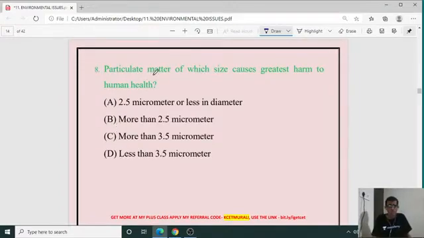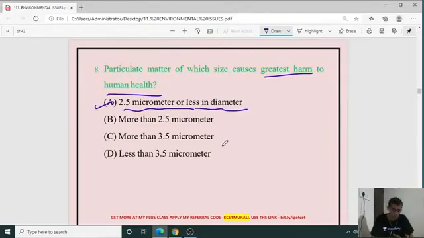Particulate matter of which size causes greatest harm to human health with respect to the respiratory system? The respiratory system involves inhaling of air, and that inhaled air may contain harmful particulate matter. The answer is 2.5 micrometer or less in diameter. Particulate matter of 2.5 micrometer or smaller is not trapped in the various parts of the respiratory tract before entering into the lungs. So the right answer is A for question number 8.